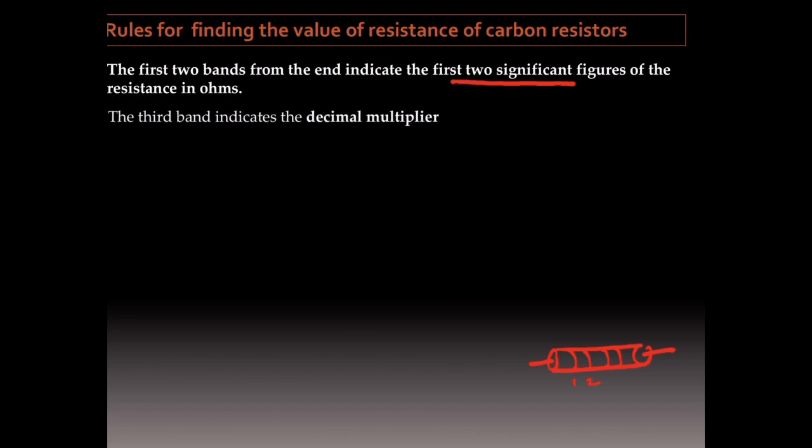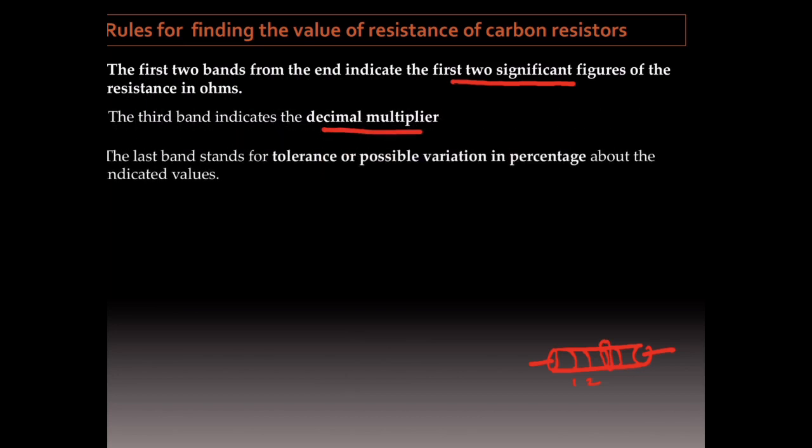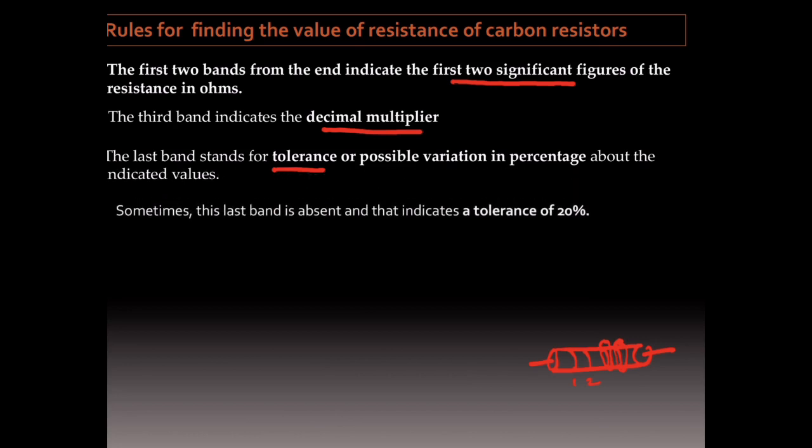The third band will indicate the decimal multiplier, and the last band will indicate the tolerance. I repeat, the first two bands represent the first two significant digits, the third band the decimal multiplier, and the fourth band is for tolerance. If the last band is absent, then we take the tolerance as 20%.